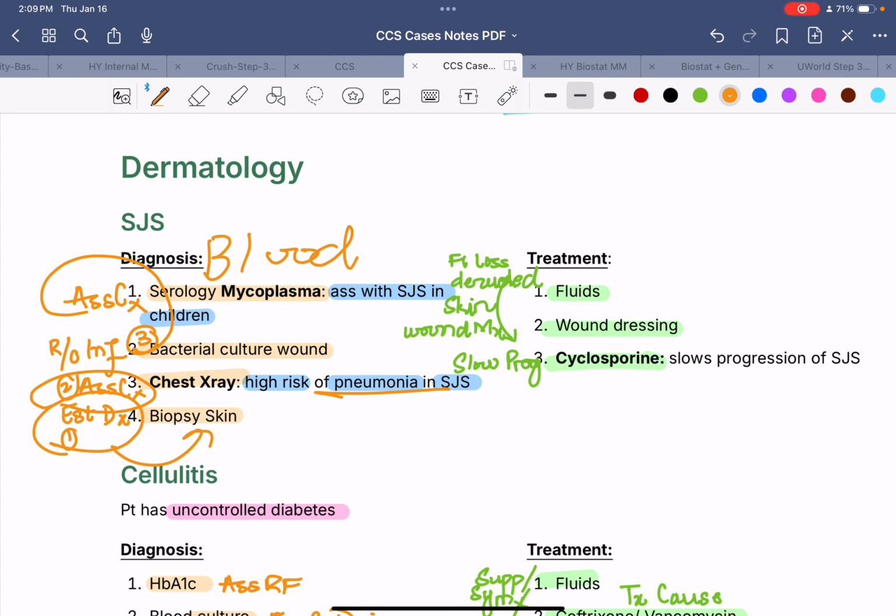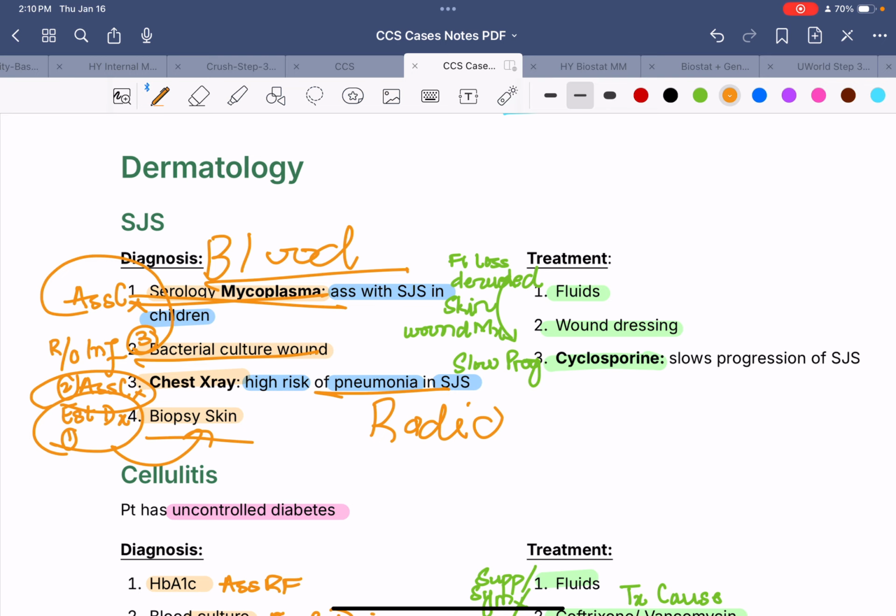The first complication you found out by doing a radiological test, a chest x-ray, by ruling out pneumonia. You did a histopathological test to confirm the diagnosis of SJS by a skin biopsy, and then you are looking for additional associated complications in the blood, such as serology for mycoplasma, because mycoplasma is also associated with SJS in children, and you can do a bacterial culture of the wound to rule out some sort of infection. Now, in the treatment, the mainstay of treatment, of course, is to stop the causative agent, right?